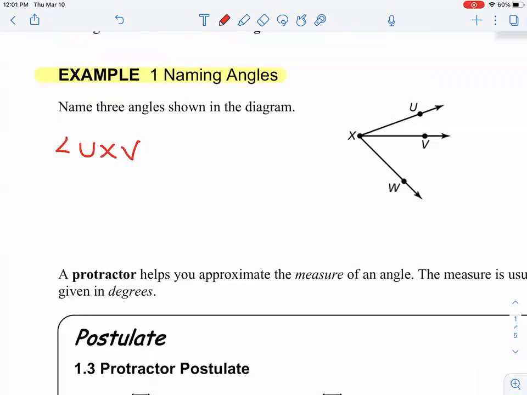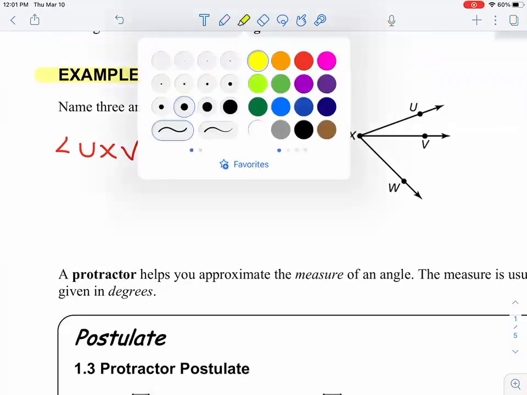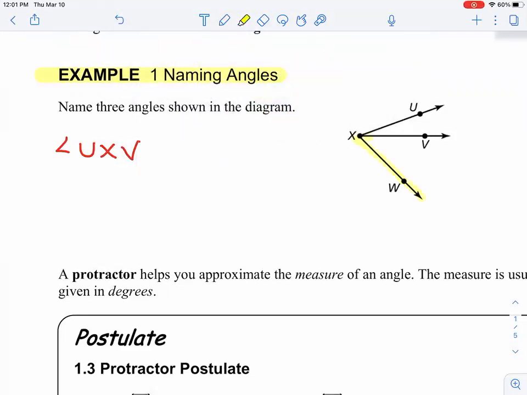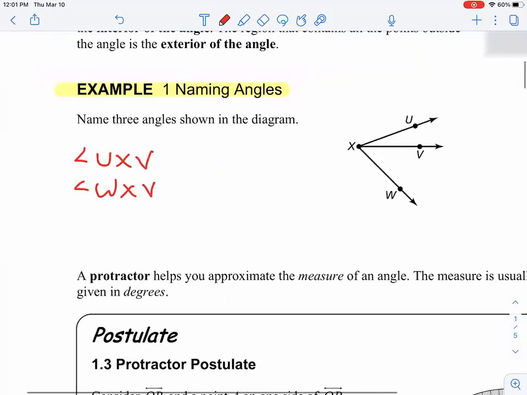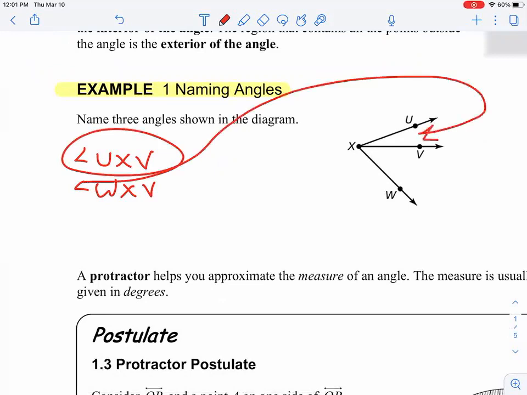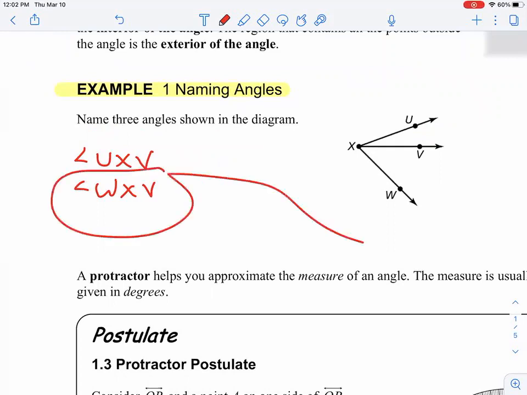Another angle we could name would be angle WXV. If I said angle WXV, that means start at W, go to X, and go to V. It would be that part right there. So UXV, the first one, is like the top part, and WXV is like the bottom angle.